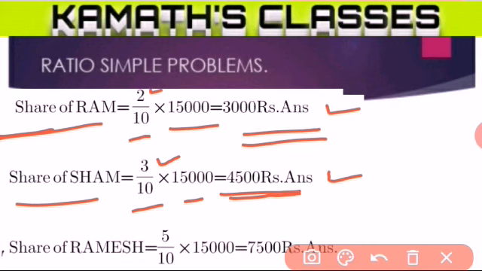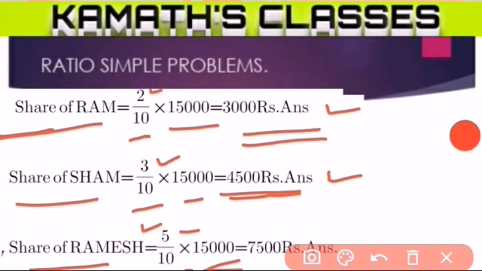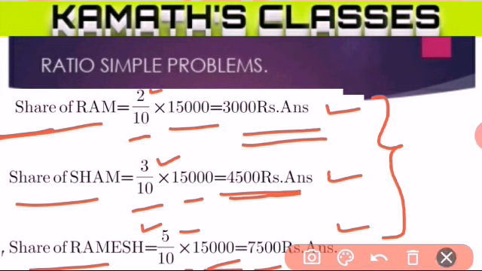Second answer. And the last answer is the share of Ramesh, 5 by 10 into 15,000. The total answer will be 7,500 rupees. This is the third answer. So the answers I am showing you are 3,000, 4,500, 7,500. If you add these three, you will get 15,000.